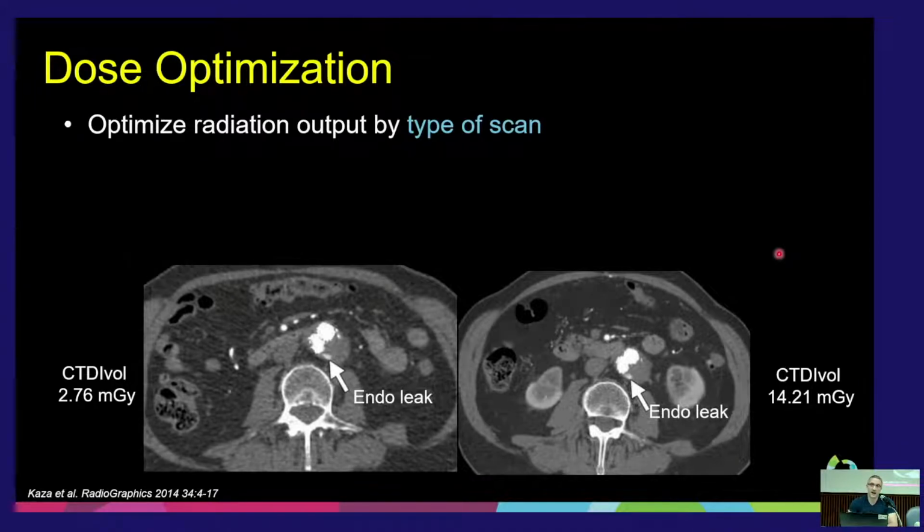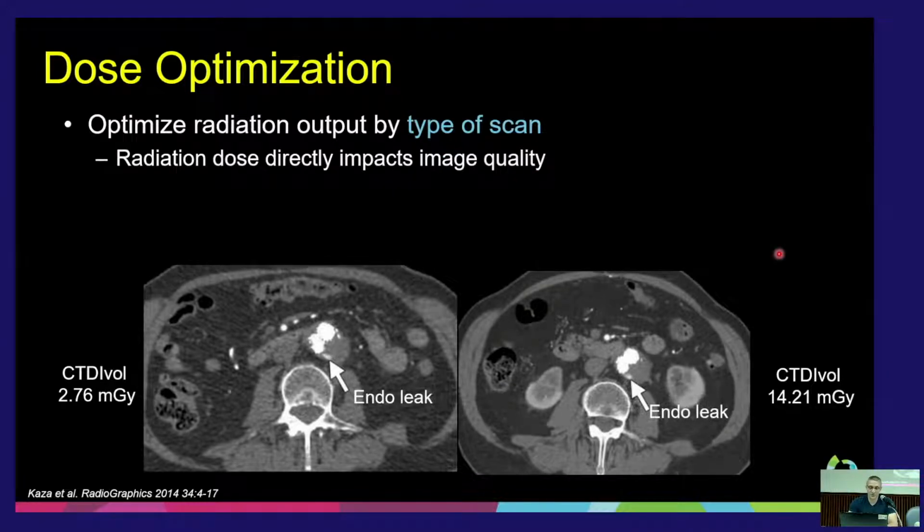Once you have the idea that you do need a CT scan, the second thing you can optimize under appropriateness is the level of radiation which you need. Not every CT scan needs to be high quality or low noise.